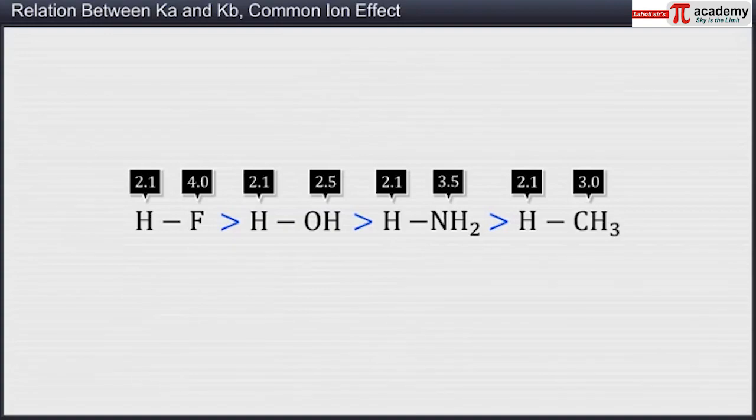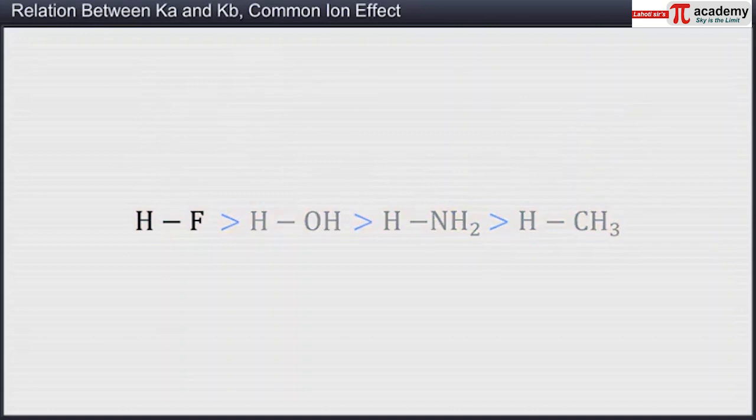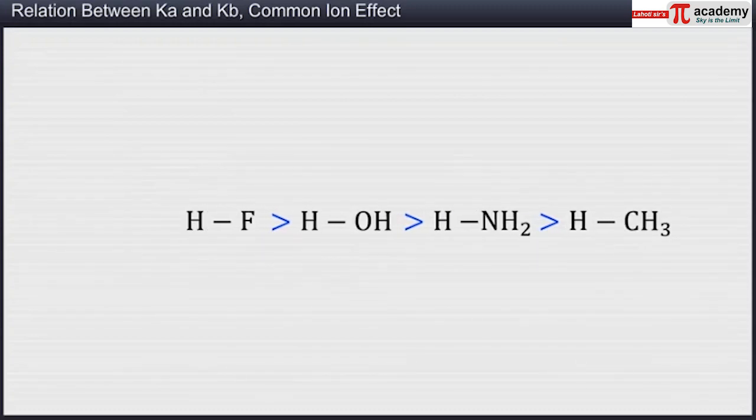For instance, the order of acidity of HF, H2O, NH3 and CH4 is HF > H2O > NH3 > CH4. The HF bond, because of its greater polarity, has less bond dissociation energy. This qualifies it to be stronger than the other given molecules. However, note that HF is a weaker acid than HI.